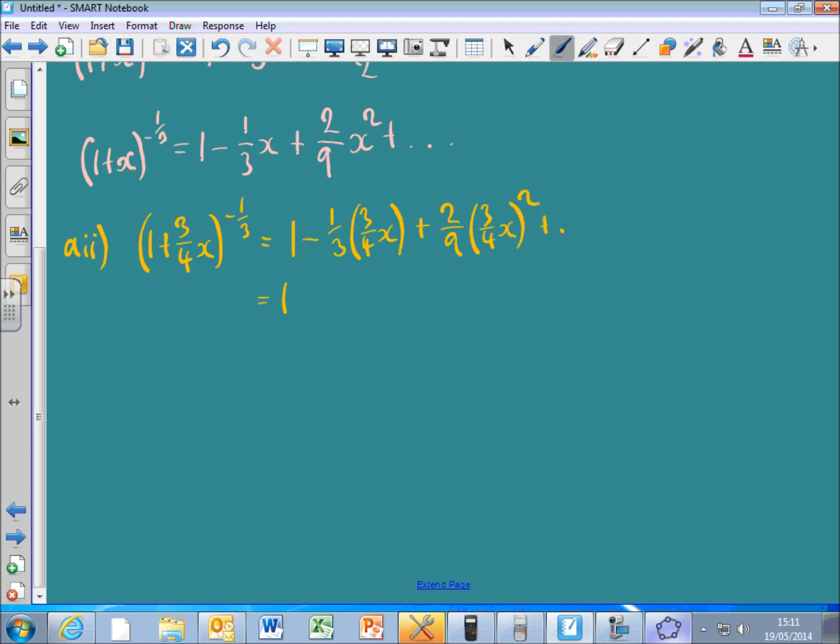Okay, very good. So minus a third times 3/4, that's just minus a quarter. And then here, I've got to square the 3/4, so that's going to be 9 over 16. And the 9's cancel, so it's 2 over 16. So this is just an 8th. Right, does everyone agree with that? So that's the answer to one.